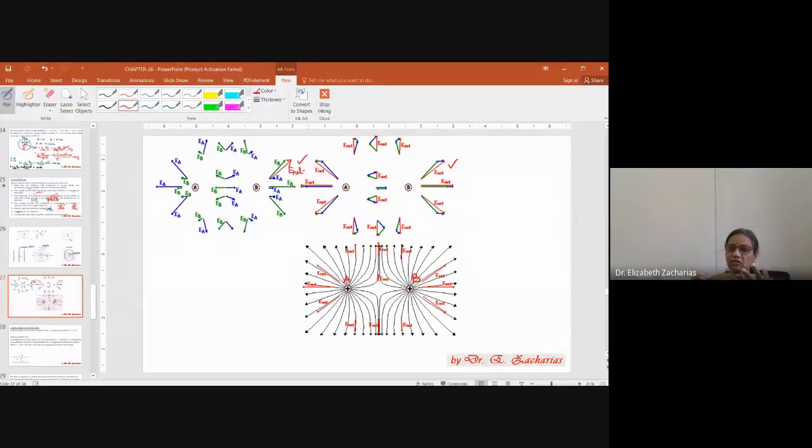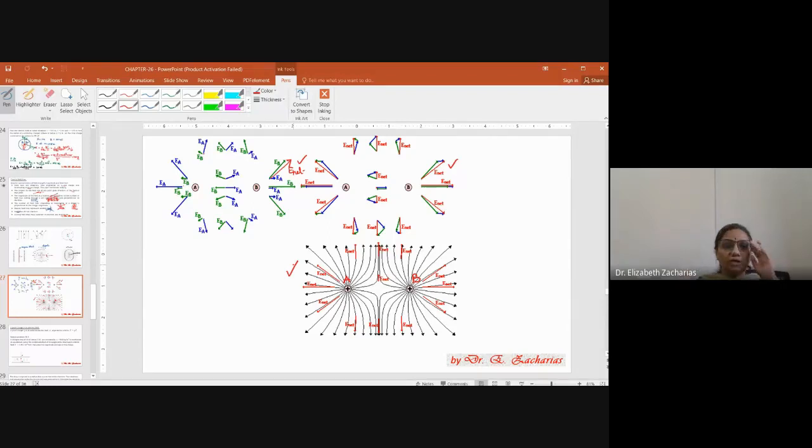Imagine doing this for an infinite number of points. Imagine using the principle of superposition for an infinite number of points. When you do it for an infinite number of points, you're going to be getting a continuous drawing, and what you get is this.